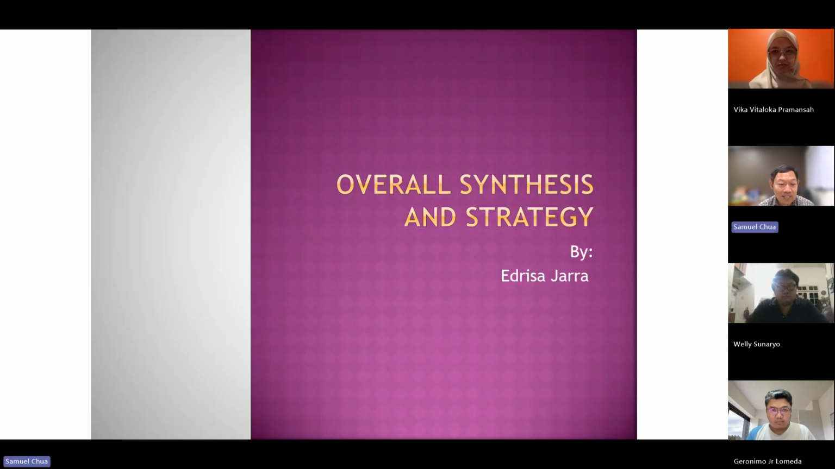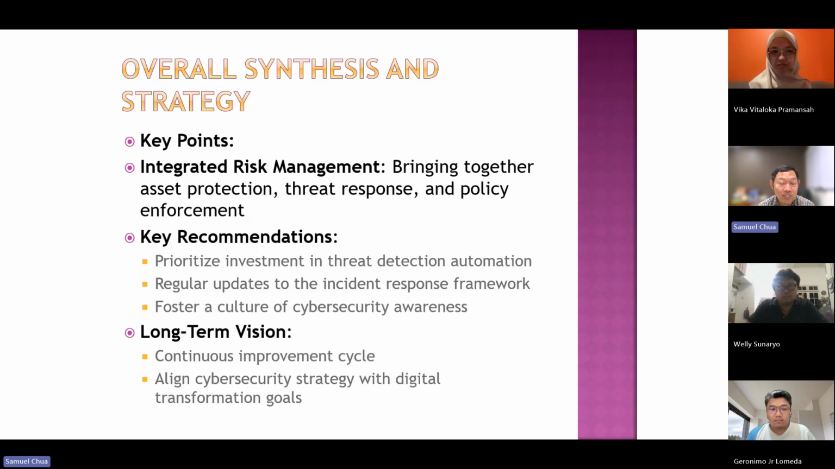On behalf of JARA, I'll be summarizing the report for Group 2. Basically, we understood that analyzing the NWRA would require an integrated risk management system wherein every aspect, in terms of asset protection, threat response, and policy enforcement, should be integrated and working hand in hand. Key recommendations observed in relation to NWRA are to invest in threat detection automation, regular updates of the incident response framework, and foster a culture of cybersecurity awareness.